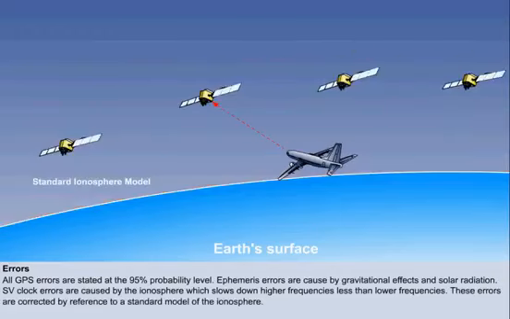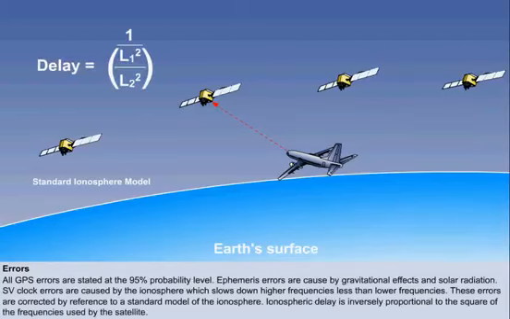The receiver contains an average model of the ionosphere, which is used to make time corrections to the measured time interval. The ionospheric delay is inversely proportional to the square of the frequencies used by the satellite. As two different frequencies will experience different delays, by measuring the difference in the arrival time of the two signals, it is possible to deduce the total delay experienced, hence minimizing the error. The error for single-frequency operations is 5 meters.